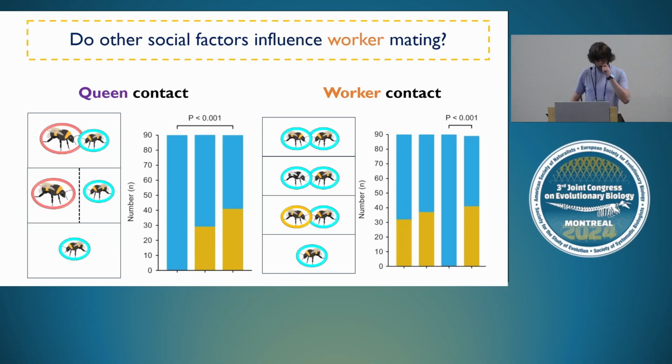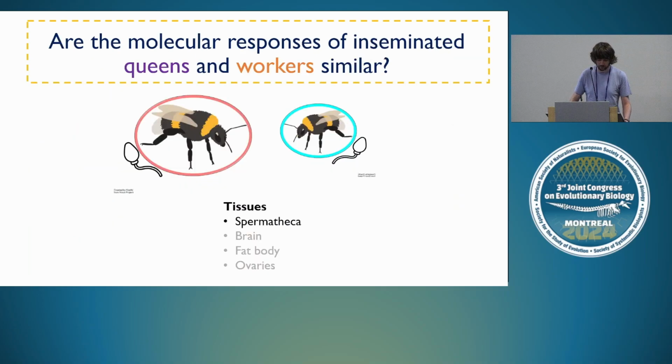There were other social factors they looked at within the paper, which I won't go through today just because of time, but I wanted to talk about some of the other analyses that were done as part of the paper, and this is more where I became involved. They were interested in looking at the molecular responses of inseminated queens and workers, so understanding when they receive sperm, do you see similar changes at the transcriptional level? For this experiment, they took workers and queens, artificially inseminated them, and then collected spermatheca, brain, fat body, and ovaries, and compared them to non-inseminated individuals.